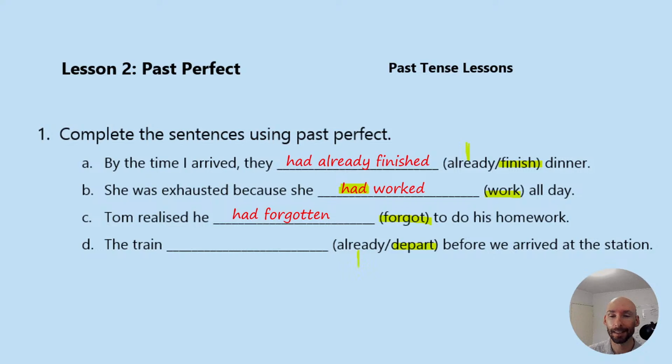And the last sentence. Depart, you'll remember, means to leave. The train had already departed before we arrived at the station. Okay, and again in these sentences there are some of the frequently used words such as before, and over here we've got the phrase by the time, which is also often used with past perfect.